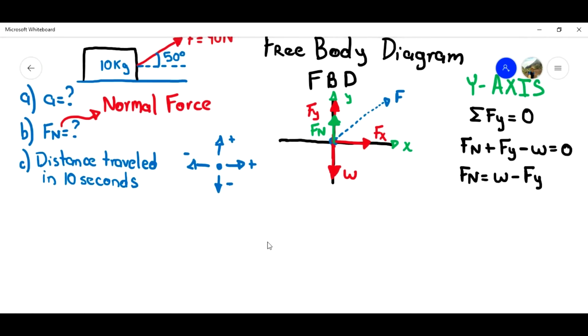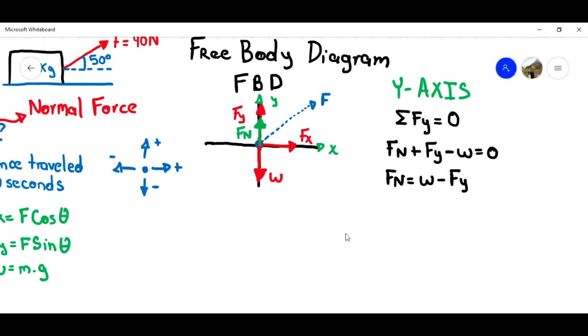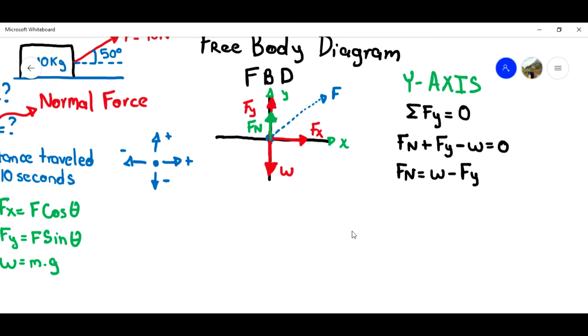Okay, so I'm going to write the equations to find Fx and Fy, and these are equations that we already know. Fx equals the force times the cosine of the angle, and Fy equals the force times the sine of the angle. I repeat, those are equations that I already know, and the weight equals the mass times the gravity. Okay, so normal force is going to be mass times gravity minus the force times the sine of the angle.